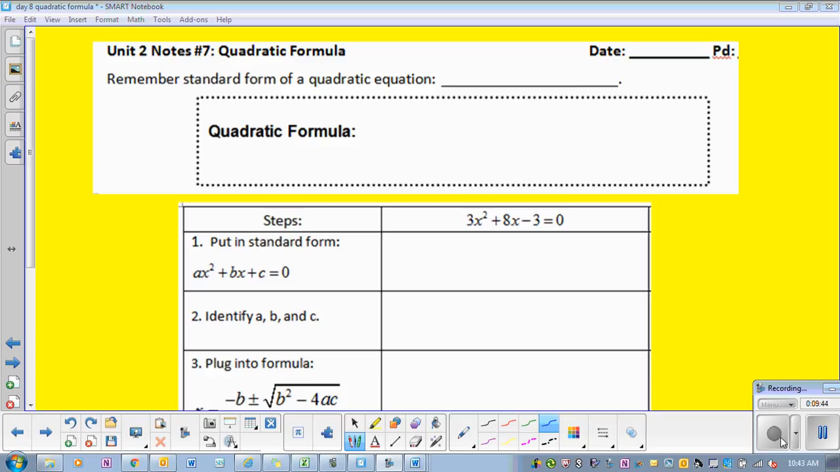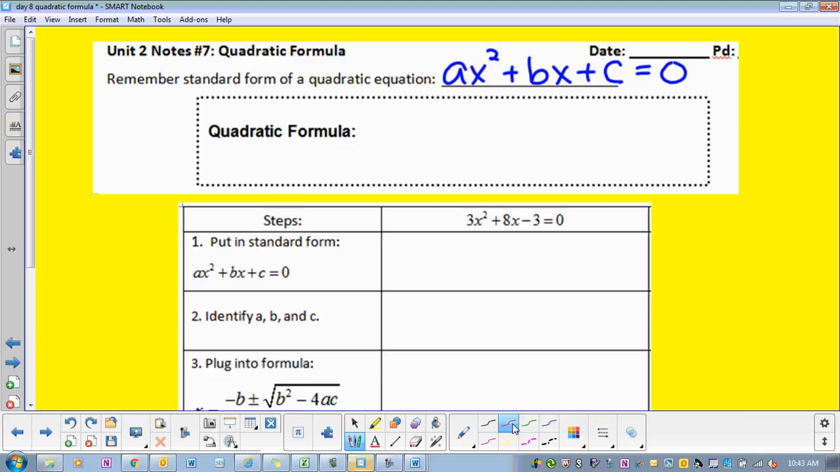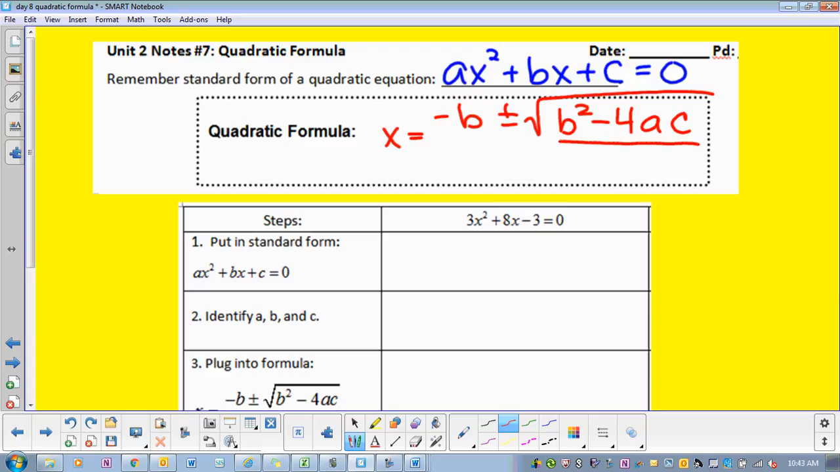So remember, the standard form of a quadratic should be this: ax² + bx + c = 0. The quadratic formula is x equals the opposite of b, plus or minus the square root of b² - 4ac, all over 2a.